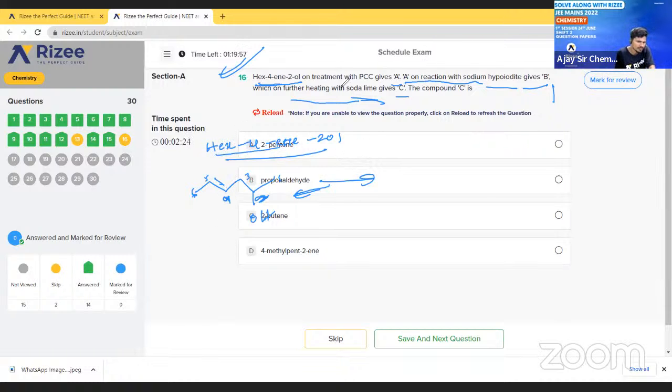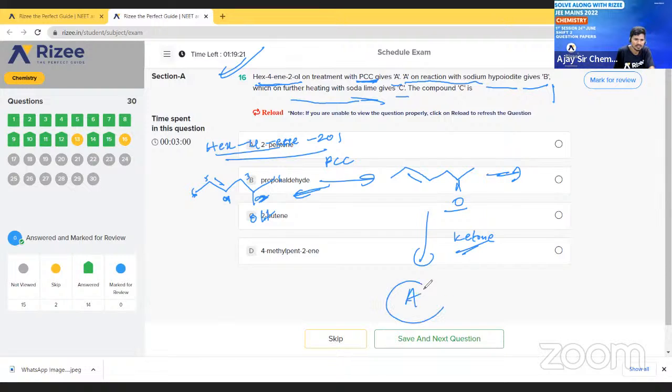So when we react with PCC, what will we get here? Very important: here we will get C double bond O. Here it will form a ketone. I said earlier that it forms an aldehyde from alcohol, but here it directly forms a ketone. It will form a ketone here. This is compound A.